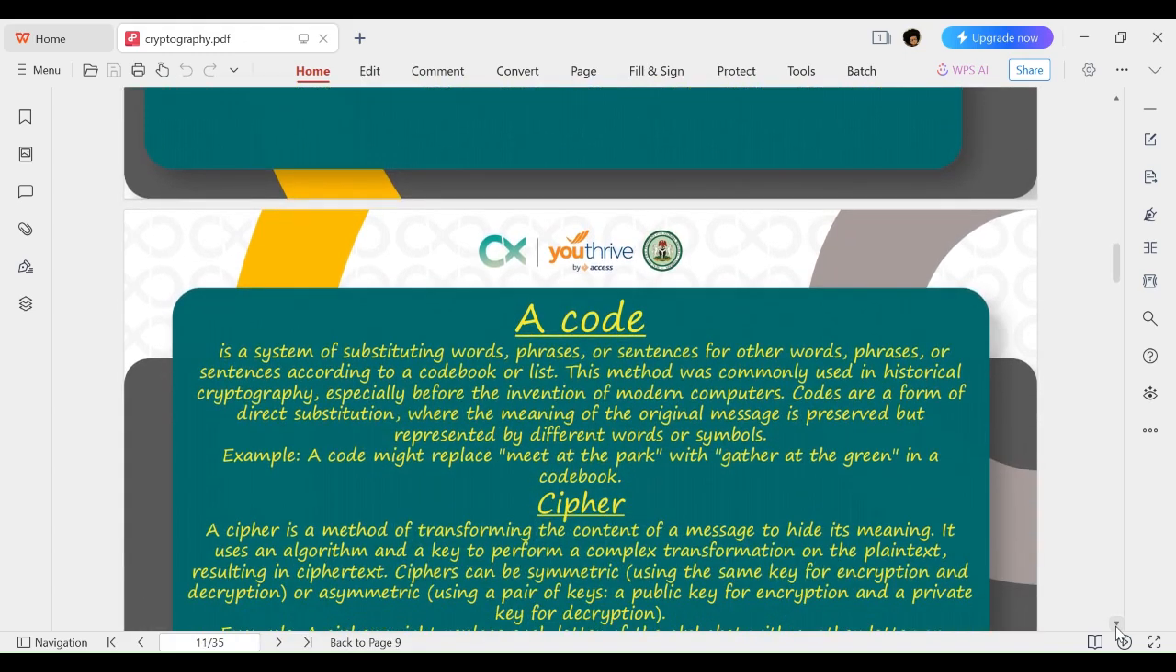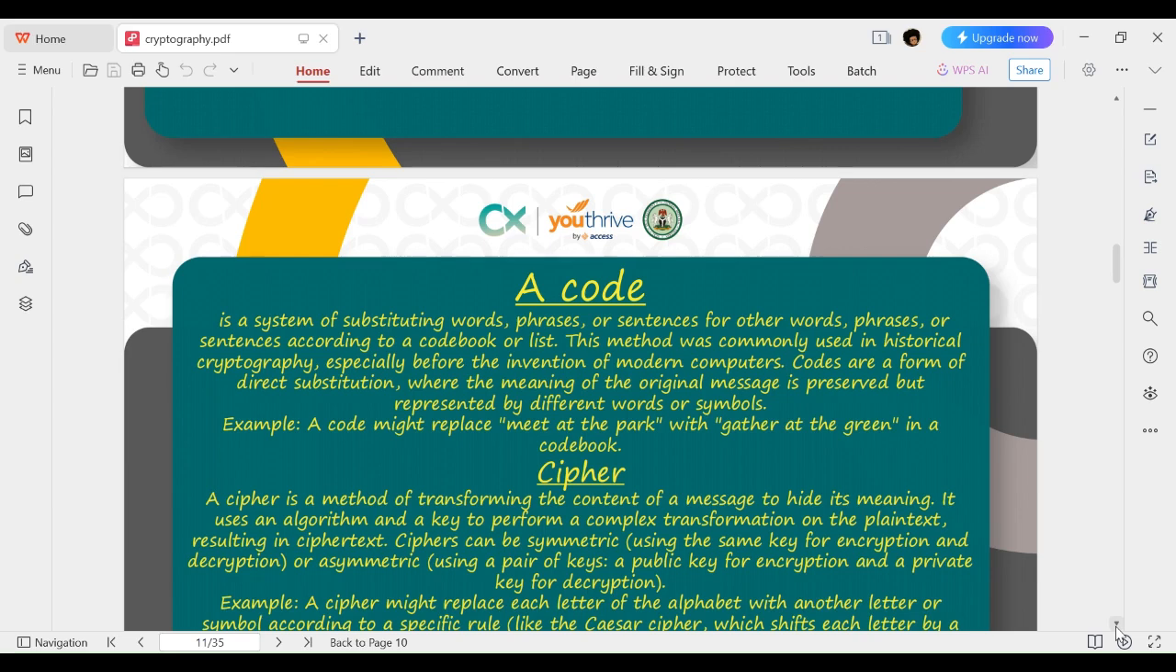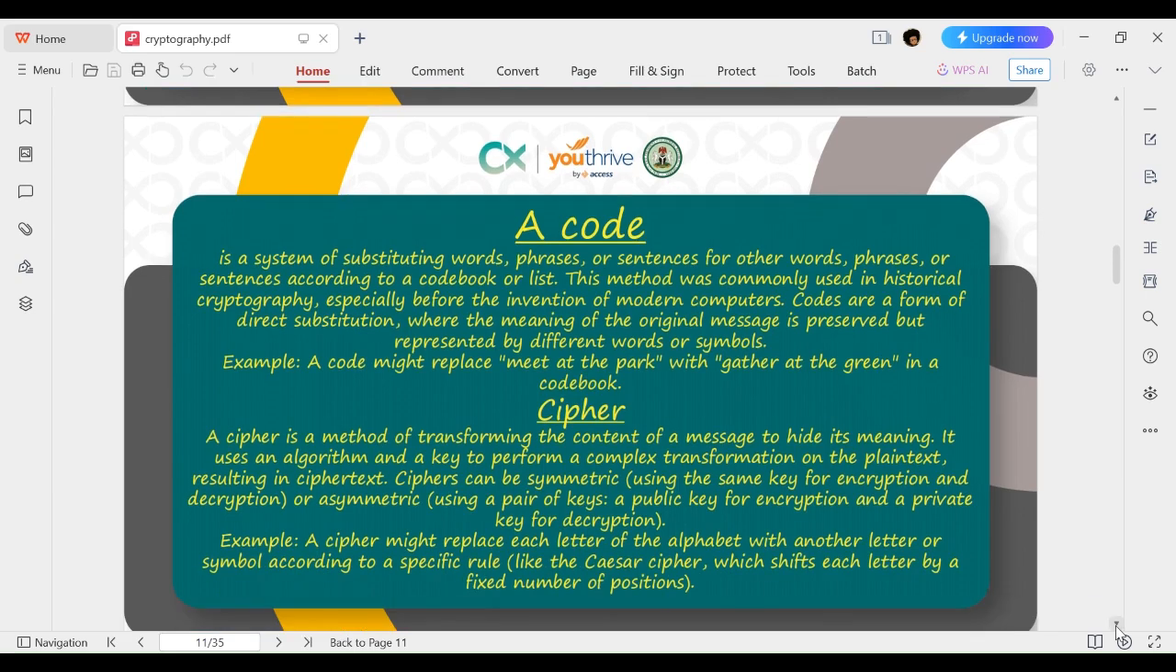A code is a system of substituting words, phrases, or sentences for other words, phrases, or sentences according to a code book or list. This method was commonly used in historical cryptography, especially before the invention of modern computers.